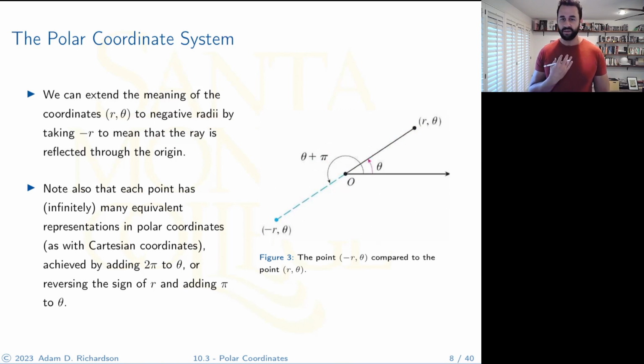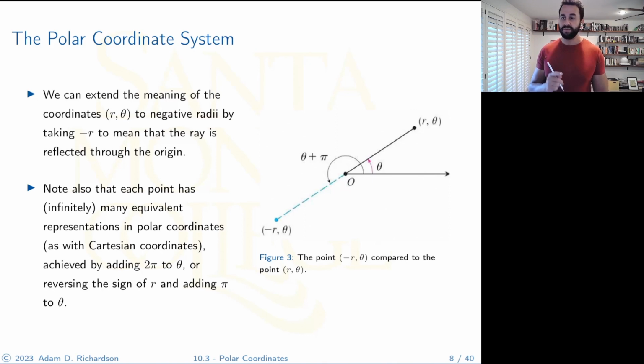The reason that I like to think about it as a reflection is because if this is your positive radius, then the negative radius would be the same length, but in literally the opposite direction through the origin. So it's like a perfect reflection. That's the idea. So that's what a negative radius is, and we're going to play around with this in just a minute here.